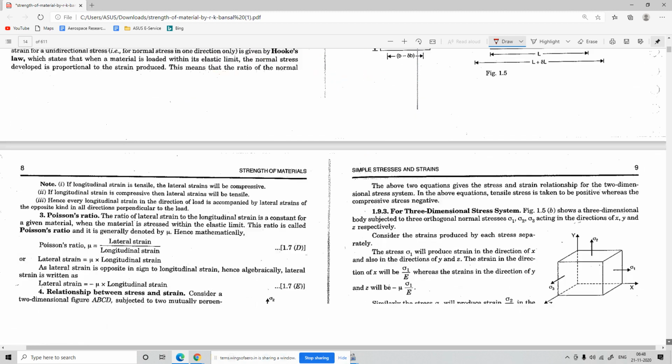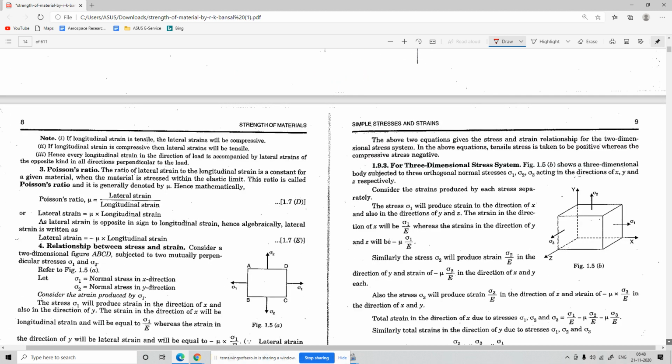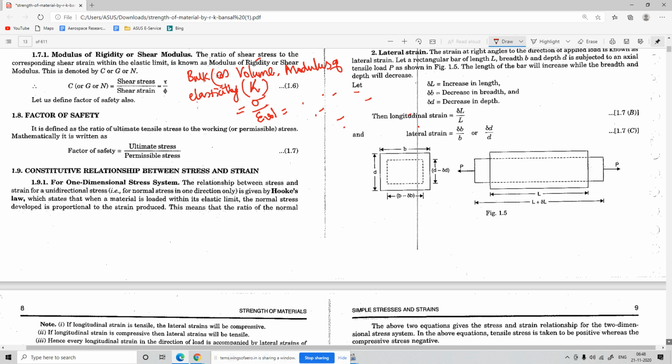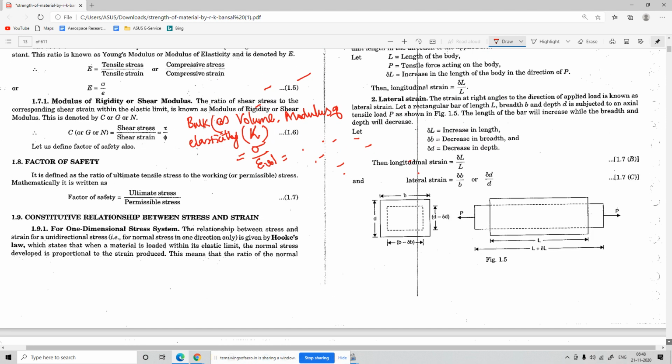Next, we have factor of safety. This is very important. They might give you the value. It is some kind of problem you can expect based on factor of safety. Now this factor of safety you may need to apply across the entire structures. This is a very important part, so you should know what factor of safety is. The factor of safety is a ratio of the ultimate tensile stress to the working permissible stress.